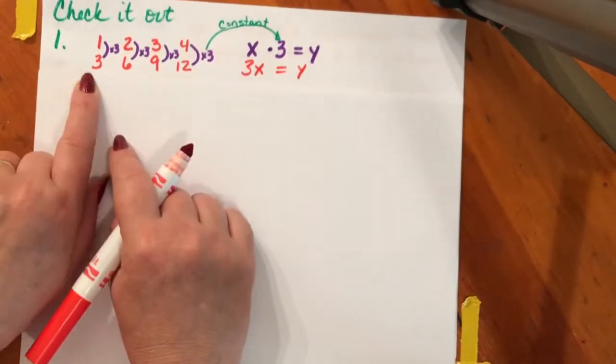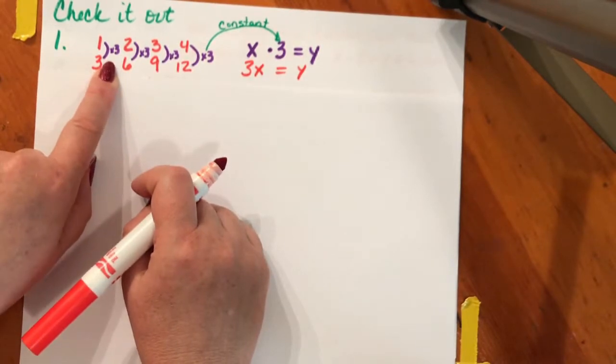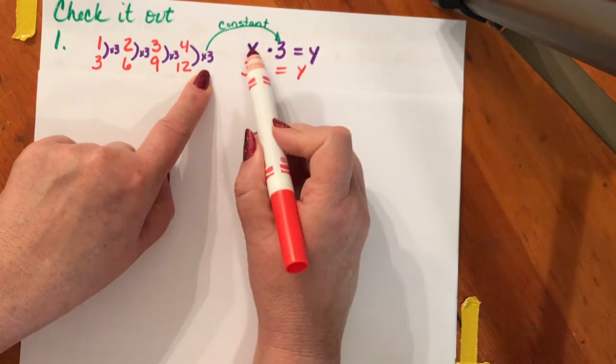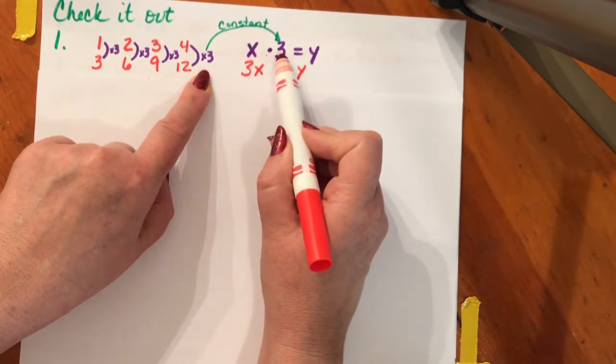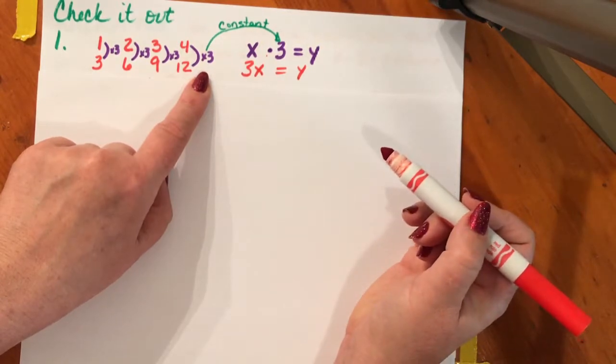For check it out number 1, it gives you 4 points, and you can see to get from x to y, each time it's times 3. So you know it's your x times 3 is going to give you your y. So your equation is 3x equals y.